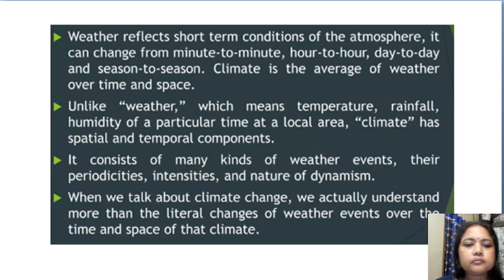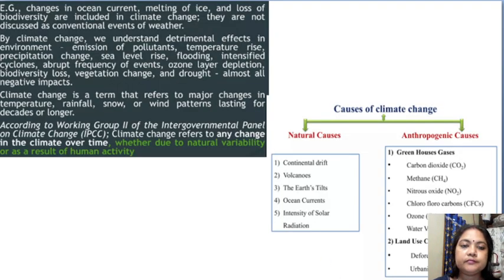Unlike weather, which means the temperature, rainfall, and humidity of a particular time in a local area, climate has spatial and temporal components and consists of many kinds of weather events. When we talk about climate change, we understand more than the literal changes of weather over the time and space of that particular area. Changes in ocean currents, melting of ice and loss of biodiversity are included in climate change, and they are not discussed as conventional events of weather.